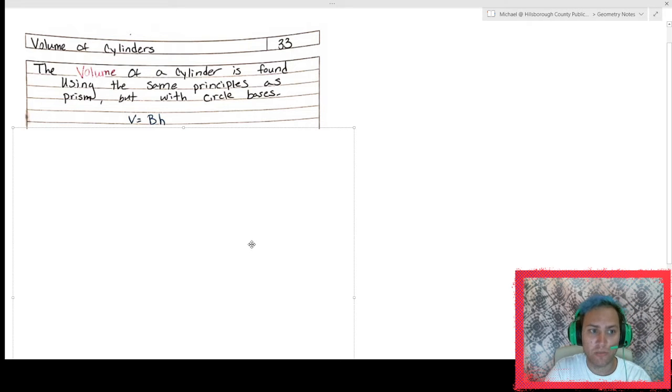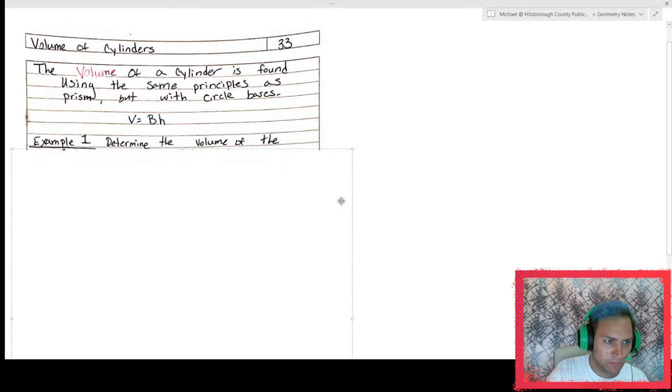That means volume equals big B times h. What's important to remember is that if there is a circle in the base, you replace big B with pi r squared. Whereas if there is a square, you replace big B with base times height. If there's a triangle, you put 1/2 base times height. You just got to be mindful of what shape you have so that you replace big B with the correct formula.